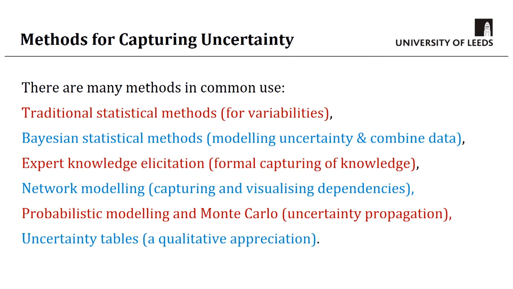Then there's expert knowledge elicitation, and network modeling, because it can be challenging to model dependencies, and this is a mechanism to help us model them. We've got probabilistic modeling, Monte Carlo type methods as well, which are very much linked to uncertainty quantification. And also there are qualitative approaches, which some people have been starting to use, I think especially in EFSA, where you can get a qualitative appreciation through uncertainty tables. Then you can decide where the greater uncertainties are, and what the most important uncertainties are, in order to move your analysis on.